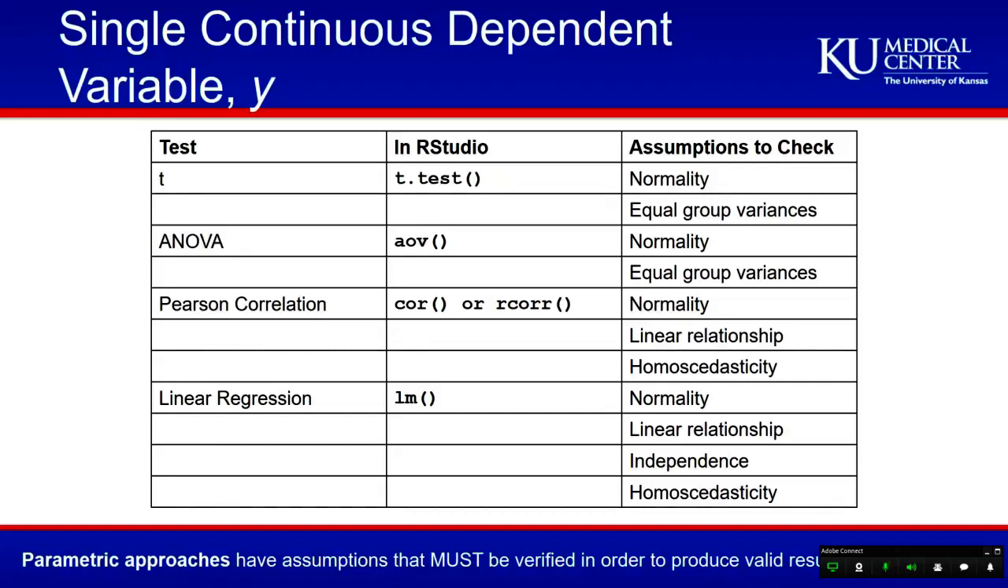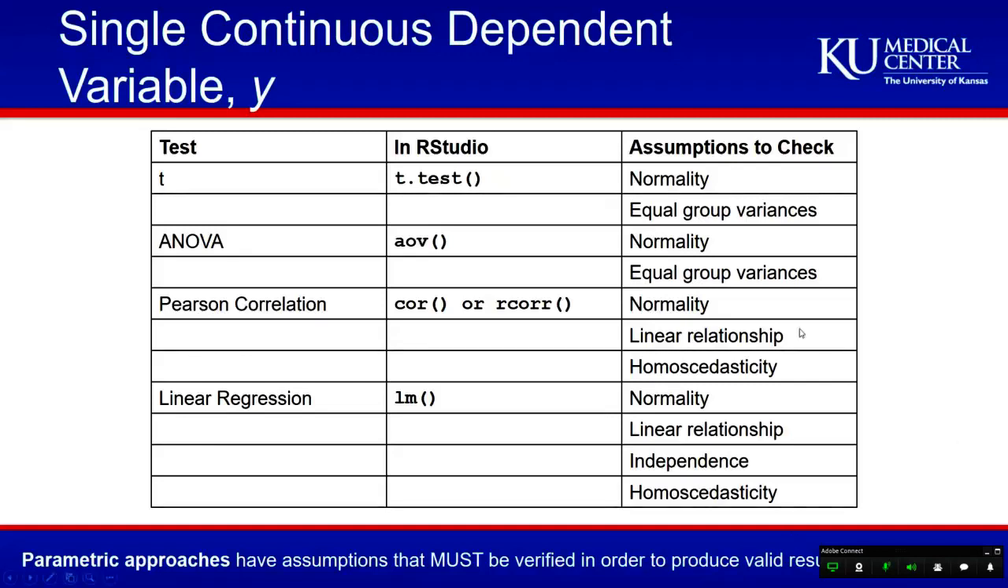You don't want to see a massive amount of variation in the treatment group and very little variation in the control group, because that can throw off the results of your test as well. So again, these are what are called parametric approaches. The t-test, analysis of variance, correlation, and linear regression all require assumption checking. We make some assumptions about what the data will behave like in order for the results to be valid.